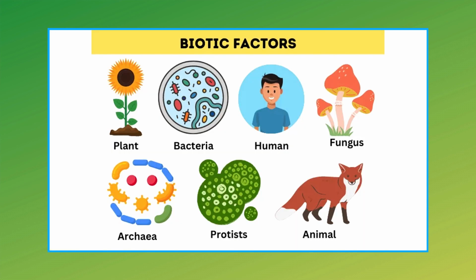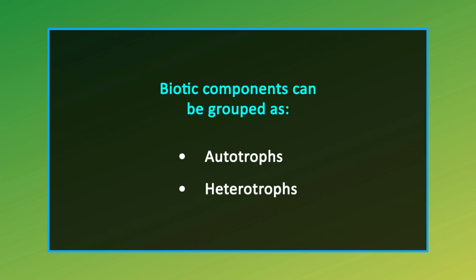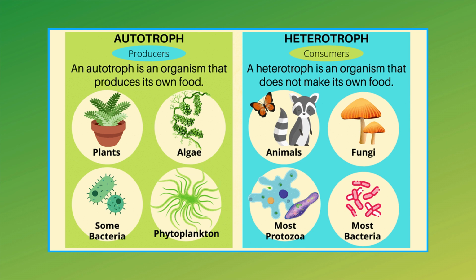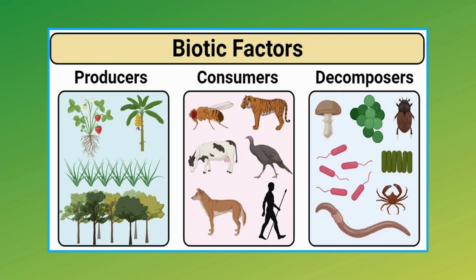The biotic component of ecosystem includes the living component. In terms of nutrition, biotic components can be grouped as autotrophs and heterotrophs. What do autotrophs mean? It includes green plants and some microorganisms that make their own food with the help of either sunlight or other inorganic matter. While heterotrophs include non-green plants and all animals that depend on autotrophs for their food needs. On a broader scale, biotic components include producers, consumers and decomposers.